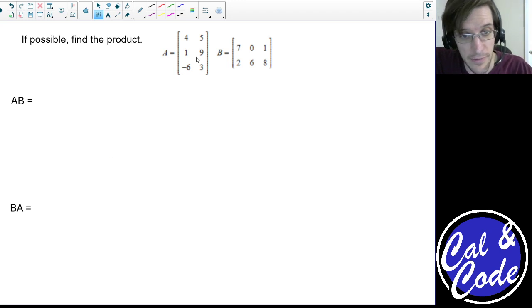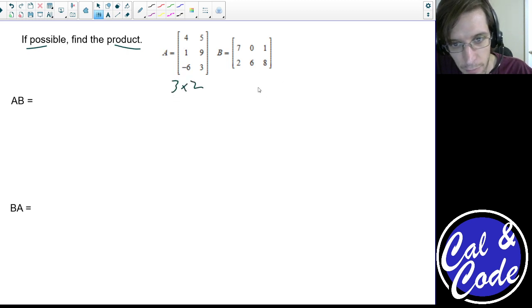Alright, so I want to see if it's possible to find the product. This has 3 rows and 2 columns, and this one right here has 2 rows and 3 columns.